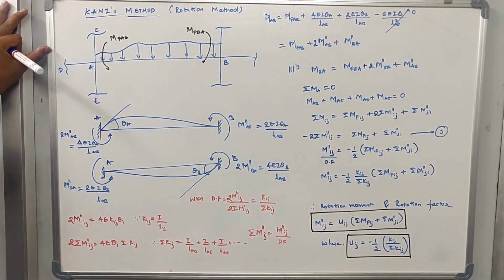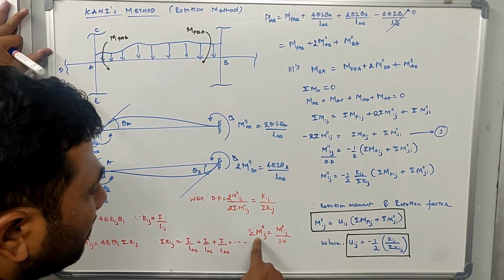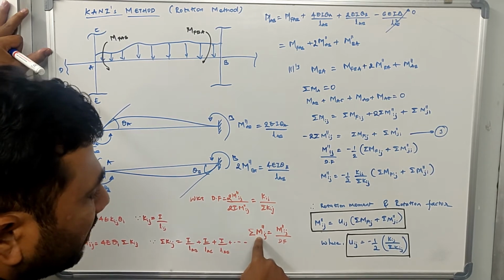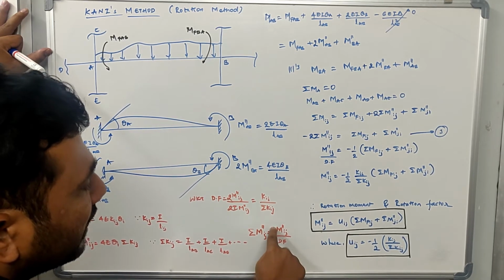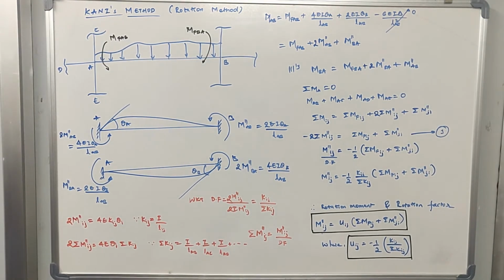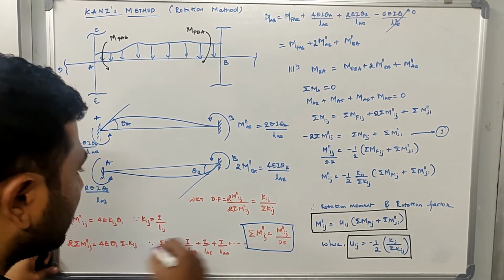Okay, now henceforth I can write like this: summation of m double dash ij, 2 is getting cancelled, summation of m double dash ij will be equals to m double dash ij divided by distribution factor. I can say this. Okay, right? So this is the conclusion that I get from these equations.